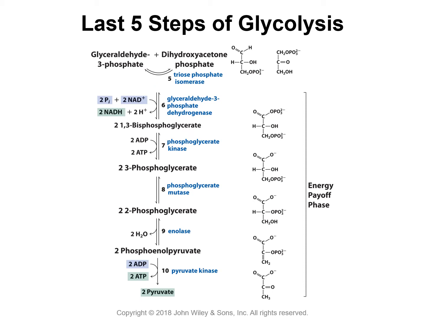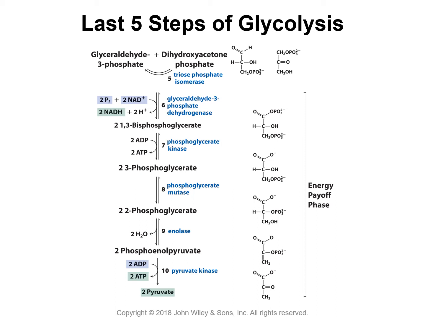Now we are dealing with the last 5 steps of glycolysis, and this is considered the energy phase. It's what they consider the energy payoff of glycolysis. Step 6 deals with glyceraldehyde 3-phosphate dehydrogenase, where the molecule is both oxidized and phosphorylated. So it's oxidized, phosphorylated, and then you get phosphoglycerate kinase. When you get that, that's an acyl phosphate, and so that is then converted.